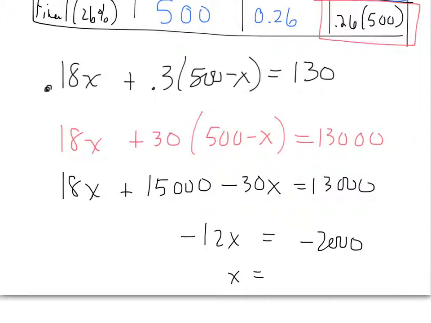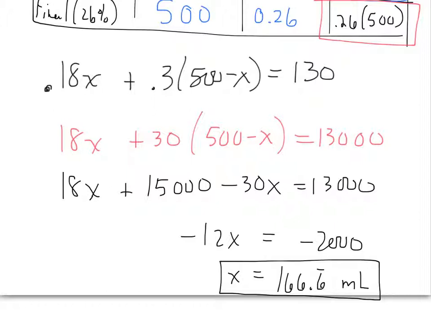What do we get for x as a result? What's 2,000 over 12 going to give us? 166.6. So 166 and 2/3 of a milliliter is the value of x. What is x again? Yeah, the milliliters of the 18% solution. So how much is left over for the 30% solution?